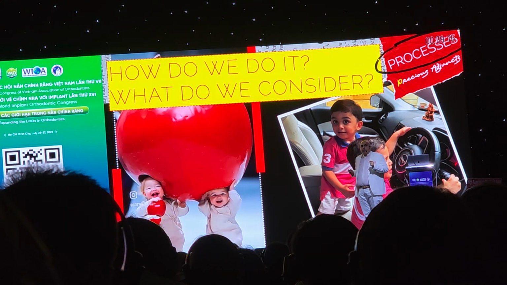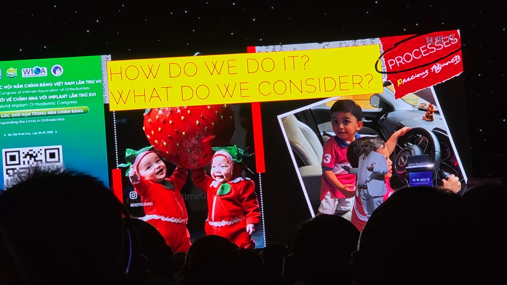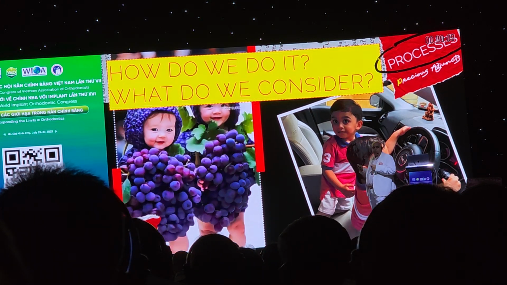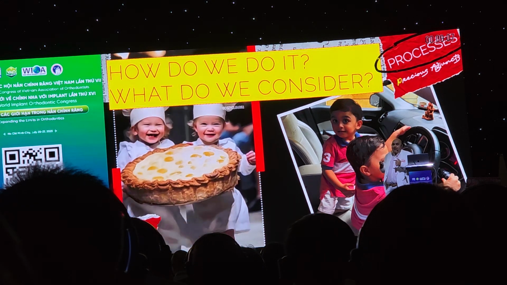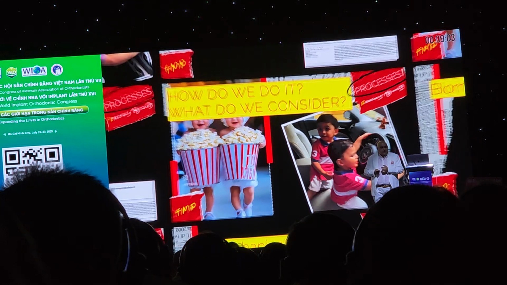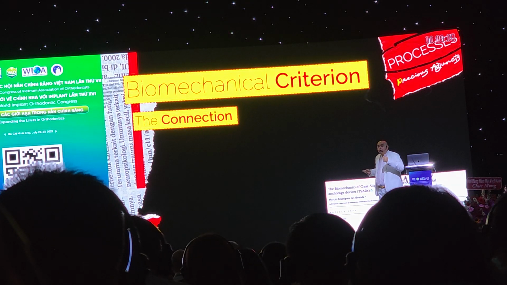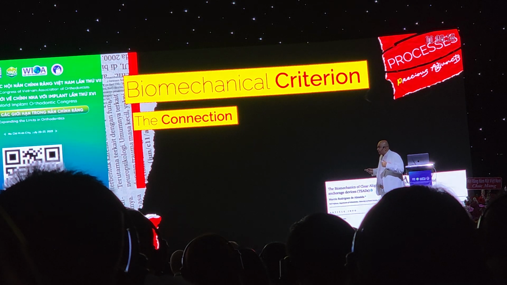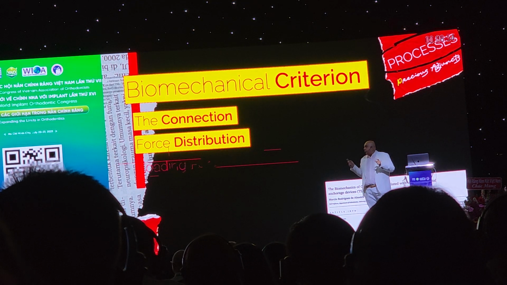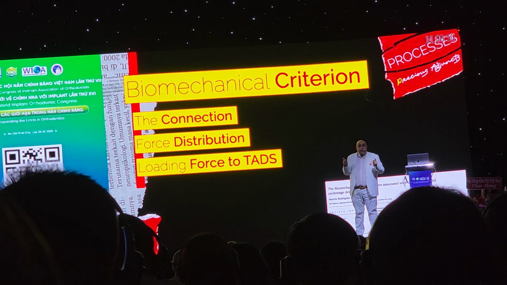Very often you'll come to a meeting and you'll see people incorporating a tag or an elastic along with aligners. But how do you go about doing that? So what are the criteria and what are the factors that you need to consider? The first criterion is where are you going to make the connection on the tooth and the aligner? The second is how do you want your force to be distributed? And thirdly, how do you give your loading force onto the tag?